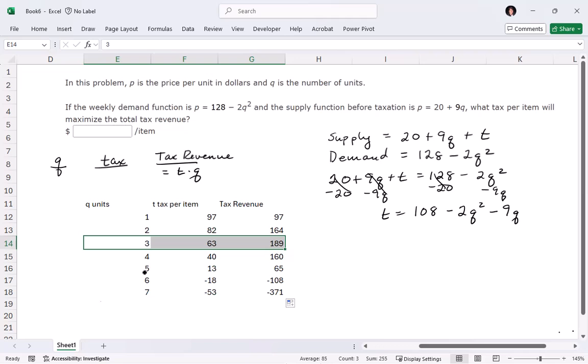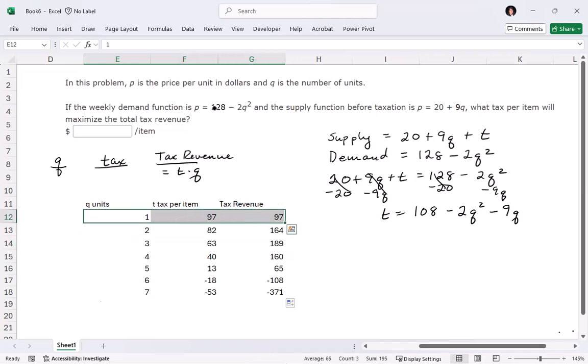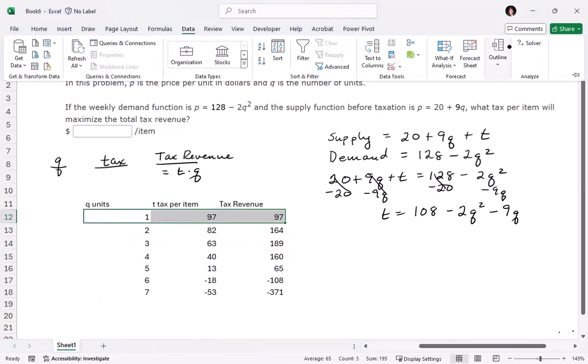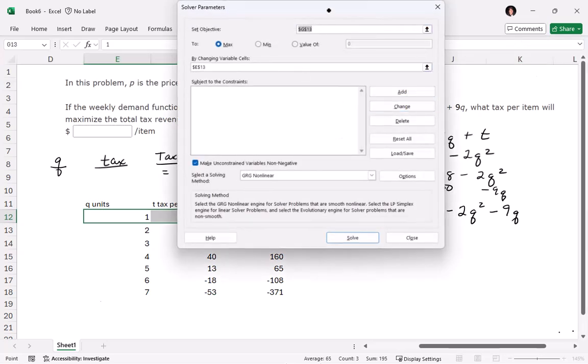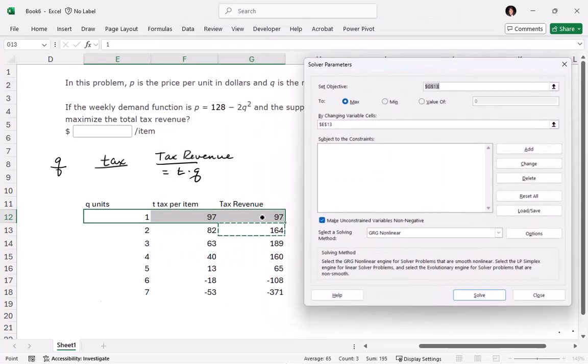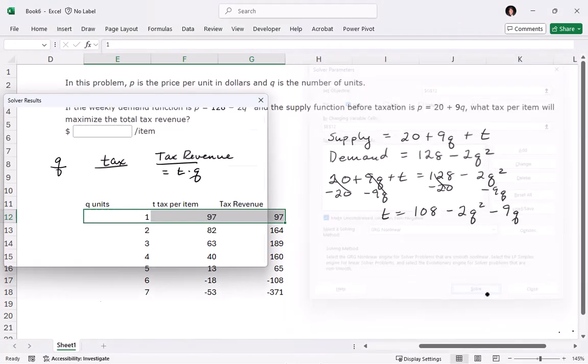Let's pull in Solver. I'll use my top row because it's close to the given data point. Set the value of the tax revenue to a maximum by changing the corresponding number of units on the same row. So row 12, row 12. Solve.